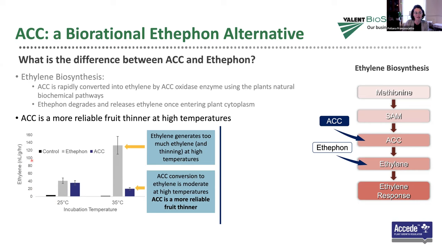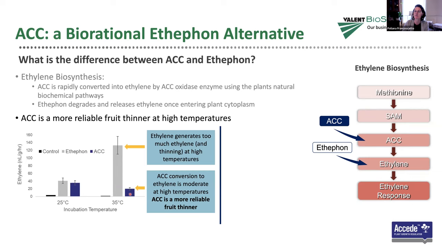And here you have the ethylene levels, and here we incubated the plants after spraying at different temperatures, 25 Celsius and 35 Celsius, which is around 80 and 85 Fahrenheit. So what happened here? I have my treated control in black. The gray is my ethephon and the blue is my ACC. When you spray at 25 Celsius, you have the same amount of ethylene released by the plant. But when you spray at 35 Celsius, you see the difference in the amount of ethylene released by ethephon compared to ACC.